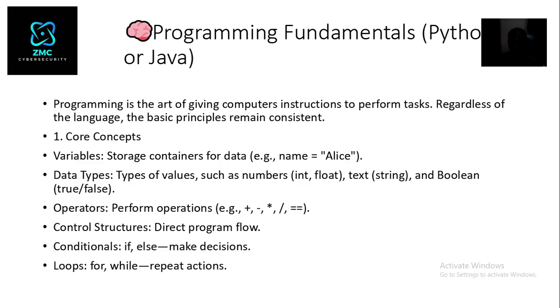So we also have what we call operators. These are examples of operators: the plus, minus, the asterisk, the slash, and the equals sign. Then the control structures, which direct program flow. Then we have the conditionals: this is if, else, to make decisions. And we have the loops, for or while, which you use to repeat actions. When you want to repeat an action, this is where loops come in. Conditionals are where you want to make decisions.